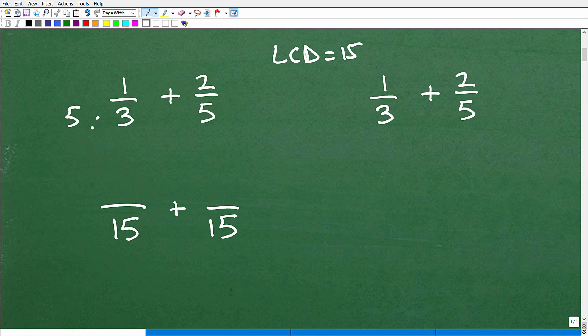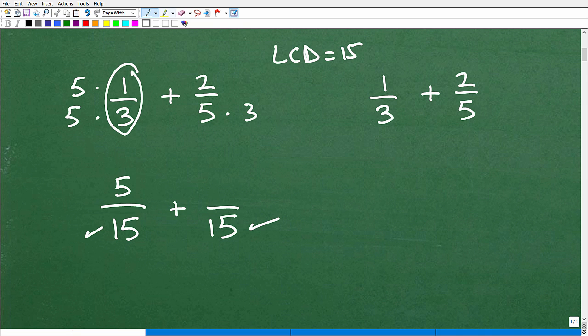So we're going to multiply this one by 5. 5 times 3 will give me a 15. All right, perfect. And this one I'll multiply by 3. 3 times 5 gives me 15. But guess what? Because I multiplied the denominator by 5, I also got to multiply the numerator. You got to be fair. 5 times 1 is 5. Okay, so this 1/3 I can write as 5/15.